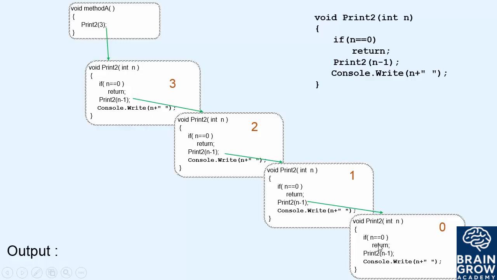Now n is 0, so this condition becomes true. We have reached the base case. Now the control will return. So we'll come here. Now in this call, value of n is 1. So 1 is printed. Next, we return here.